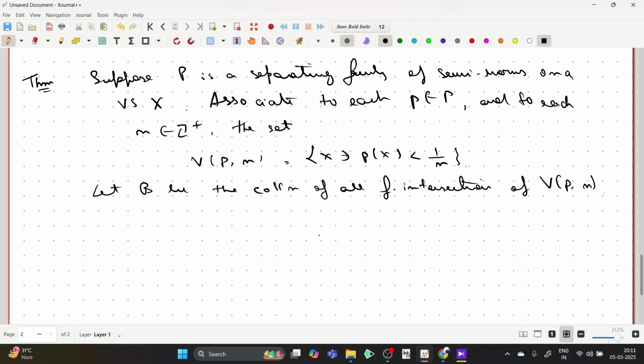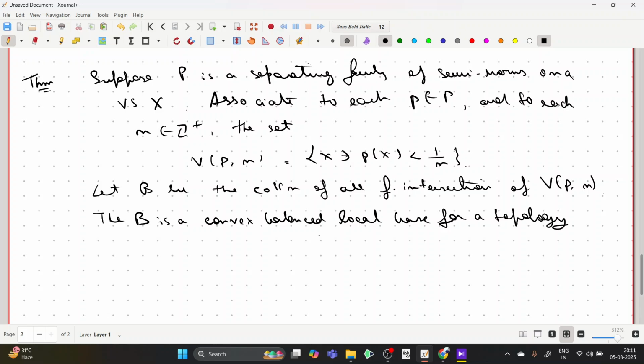Okay. So once we do this, then B is a convex balanced local base for a topology tau on X, which makes X into a locally convex space. Just as I said, right?